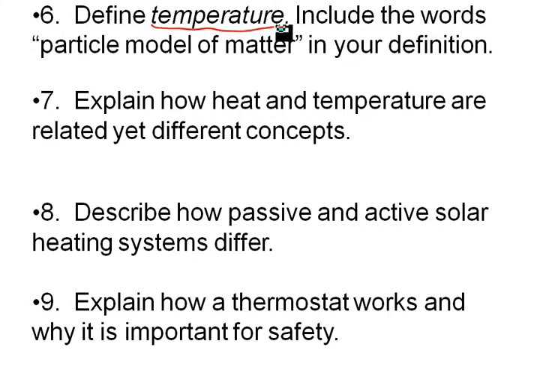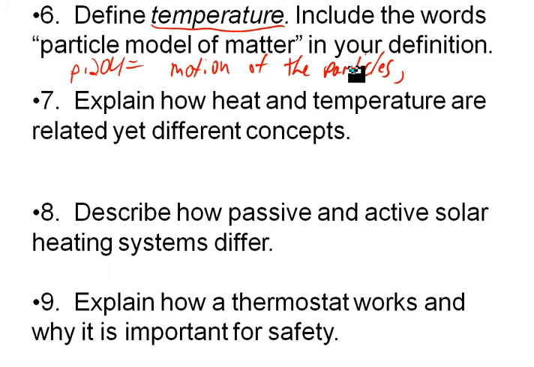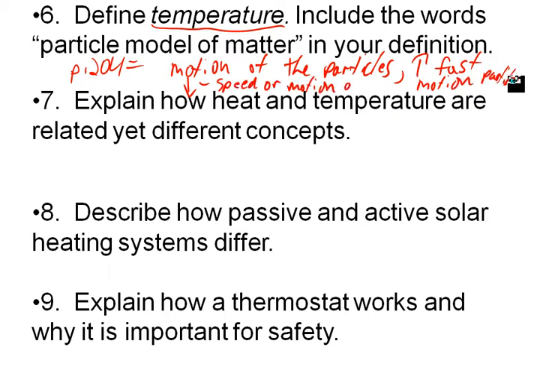So temperature, define temperature according to the particle model. Well, again, if you look on page 204, here's what you're going to find. Temperature is the motion of the particles. That's how we define it. So the higher the temperature, the faster the motion of the particles. Okay, when temperature goes down, the speed or motion of particles slows down.